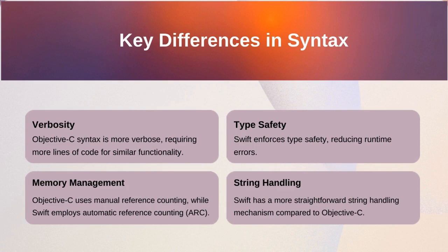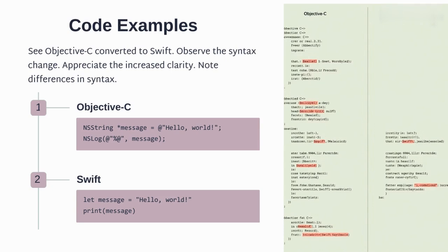So, to summarize, Objective-C requires more code, has less protection against errors, and uses manual memory management. Swift simplifies syntax, enforces type safety, automates memory management, and makes string handling much easier.